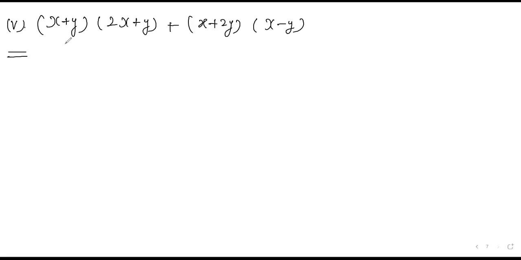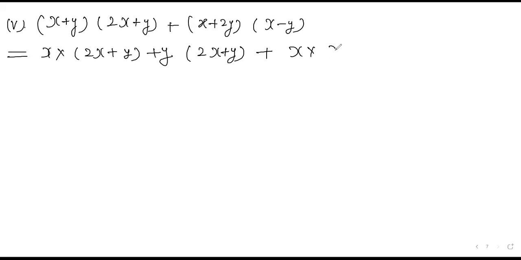Okay, so let us start. x is multiplied with 2x plus y, plus y is multiplied by 2x plus y, and here x is multiplied with minus y, so it will give you a minus sign. This is multiplied with this number, x into x, and x is multiplied with minus y gives you x into y. Now 2y is multiplied with this number, so this is 2y.